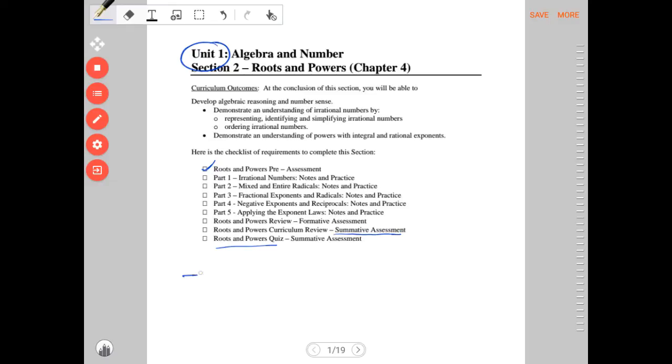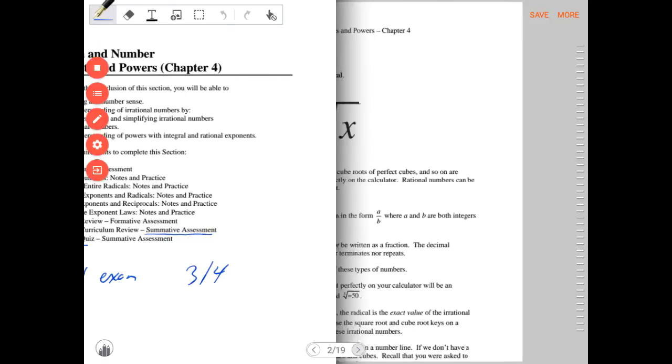So then after this, before you start the next chapter, the next unit, you will have a Unit 1 exam on chapters 3 and 4. Okay, so that is coming up at the end, after your chapter 4 quiz. Okay, so we have lots to do, so let's get going.